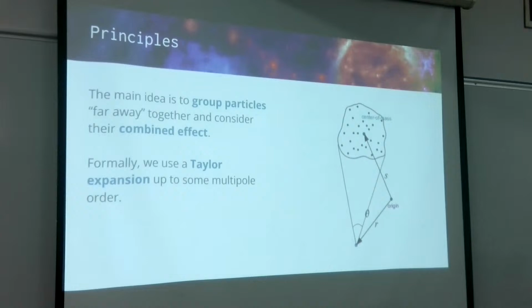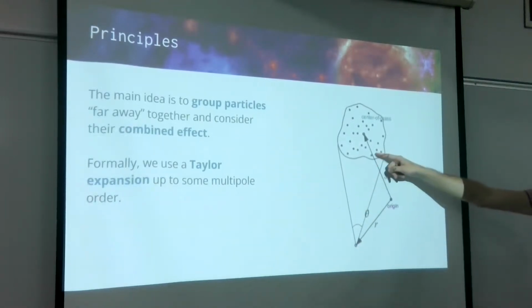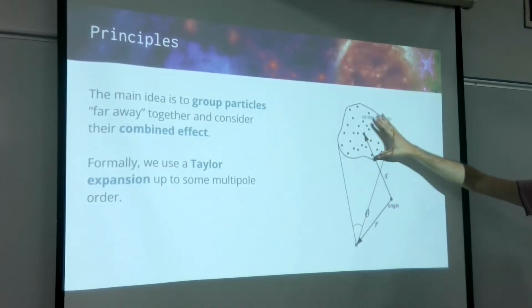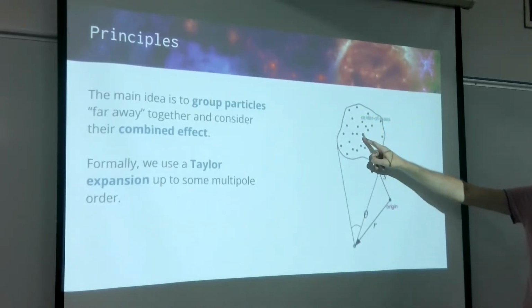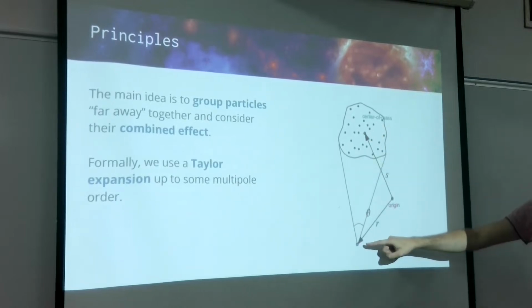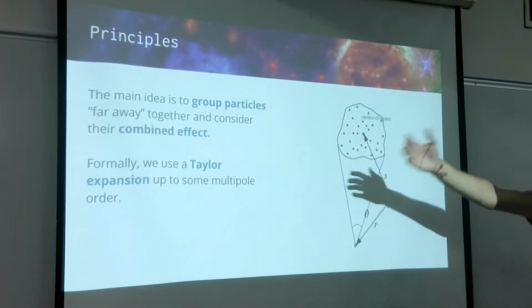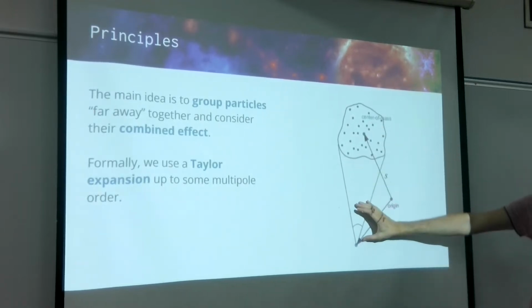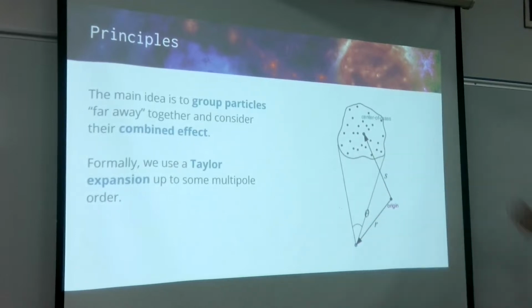Okay? So what we're going to do is group particles which are far away, for some definition of far away, and consider their combined effects. So for this particle here, instead of calculating the force from every red particle, we say, okay, this is far enough. I'm just going to replace all of these red points by one center of mass that contains all of their mass, and just calculate that force. If it's far away, that sounds like it's going to be enough. Of course, if that blob is very close, that's going to be very wrong, right? So we have to find a good definition of far away.